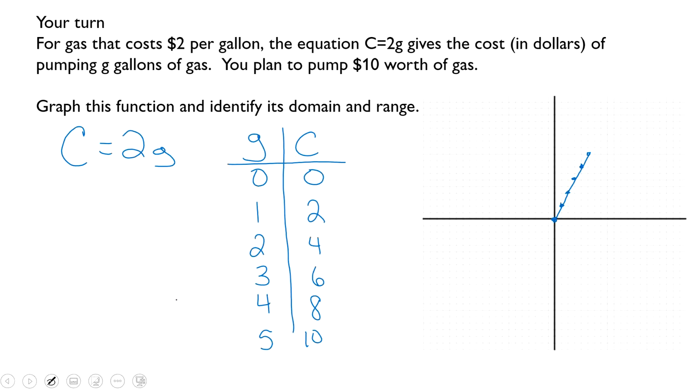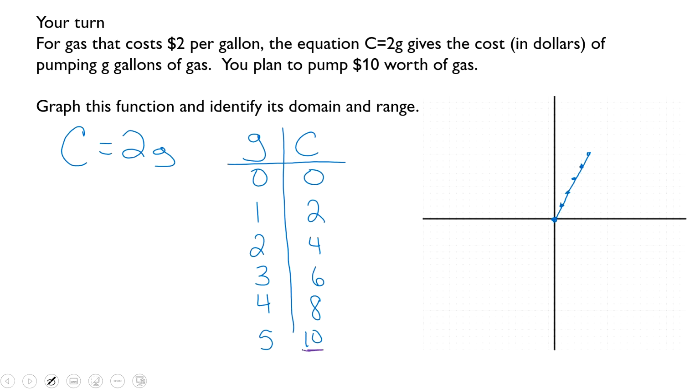So the table should be (0, 0), (1, 2), (2, 4), (3, 6), (4, 8), and then (5, 10), because that's what the G is. We're just kind of solving it backwards. So if we're going to pump $10 worth of gas, that's our C value. We're going to get 5 gallons because it's $2 per gallon.